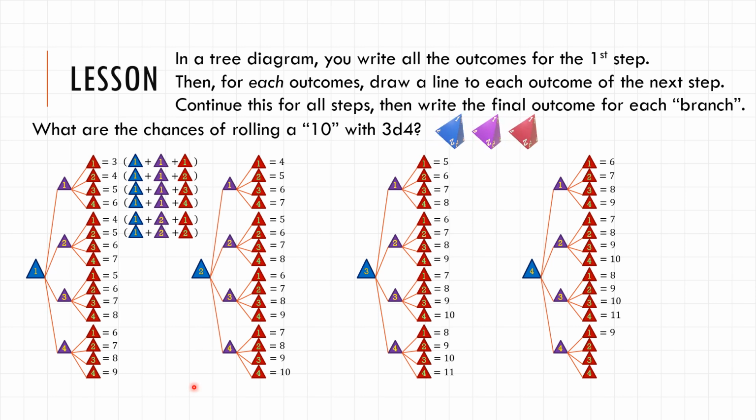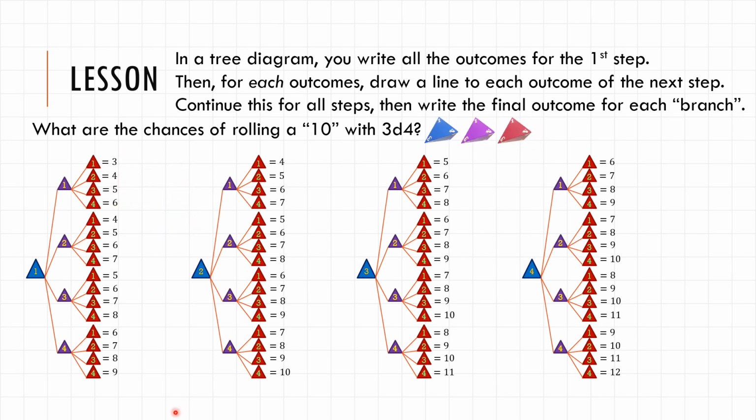And again, how did I get this number 64? There are 4 different outcomes for the blue dice. For each of those, there's 4 outcomes for the purple dice. So 4 times 4 is 16. And then for each of those, there's 4 outcomes for the red dice. So 16 times 4 is 64. There are 64 possible outcomes. But what are the chances that you roll a 10? Again, think about this for just 2 minutes.